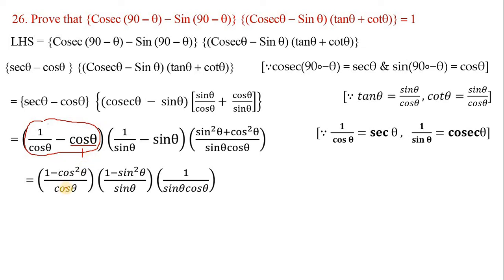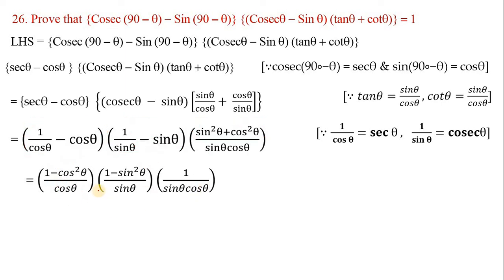So cos into 1 is cos, and here do the cross multiplication, 1 minus cos square theta we get, and solve this one, children, and here nothing, 1 will be there. So sin theta into 1 is sin theta, and do the cross multiplication, 1 minus sin into sin is sin square theta. And here see, this is in the form of a trigonometric identity, that is sin square theta plus cos square theta is equal to 1. Hence I have substituted 1 here.